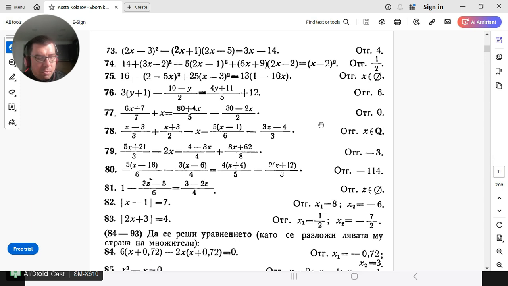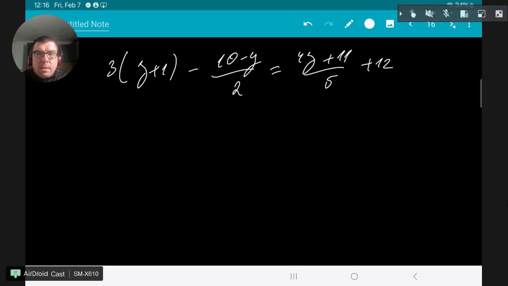I'll copy it real quick. Now the first thing to do in these types of equation is to find the common denominator on both sides in order to remove the denominator. Okay, so I see here that I have 2 and 5. The common denominator of 2 and 5 is 10. So what I do is I multiply by 10 on both sides. Okay, and I'll get an equivalent equation to this one.